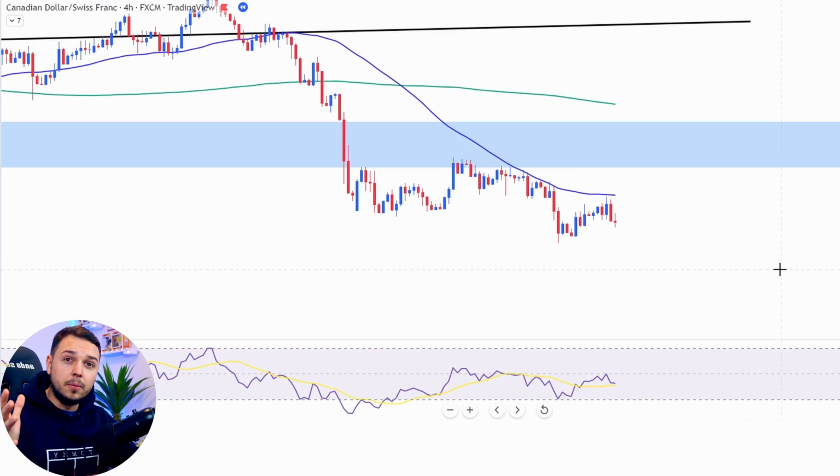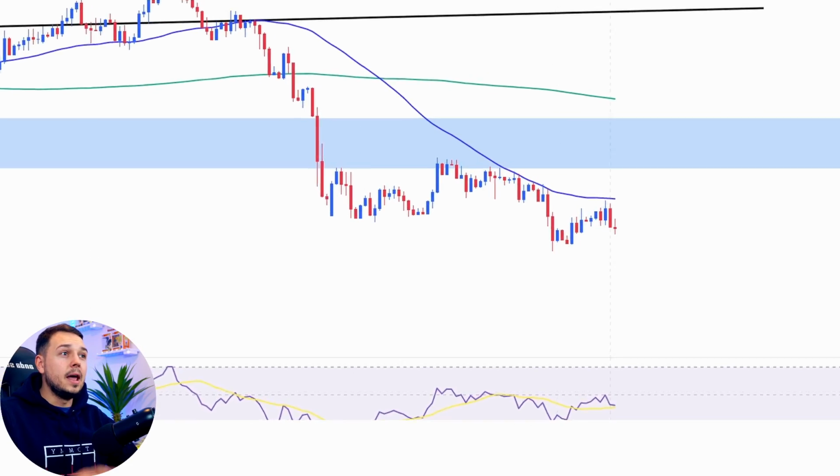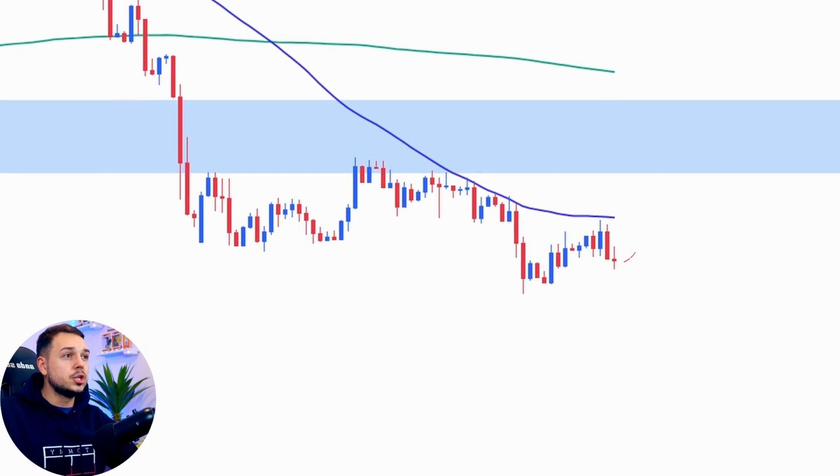Now, this is the 4-hour time frame. This is the lowest you ever want to go. But if you're struggling to find entry on the daily, you might consider looking at the 4-hourly to see what's going on. And as we can see, we have developed a bearish engulfing candlestick off the 50 moving average.